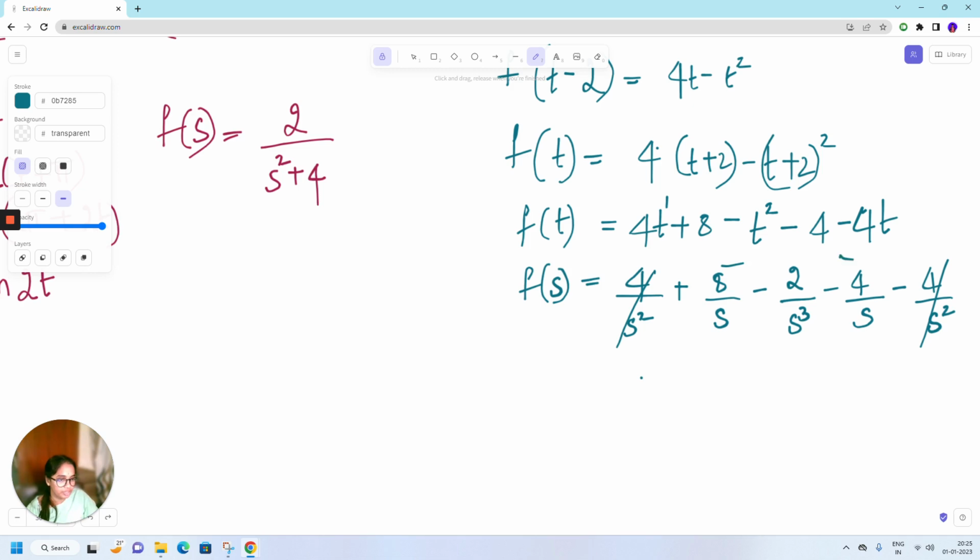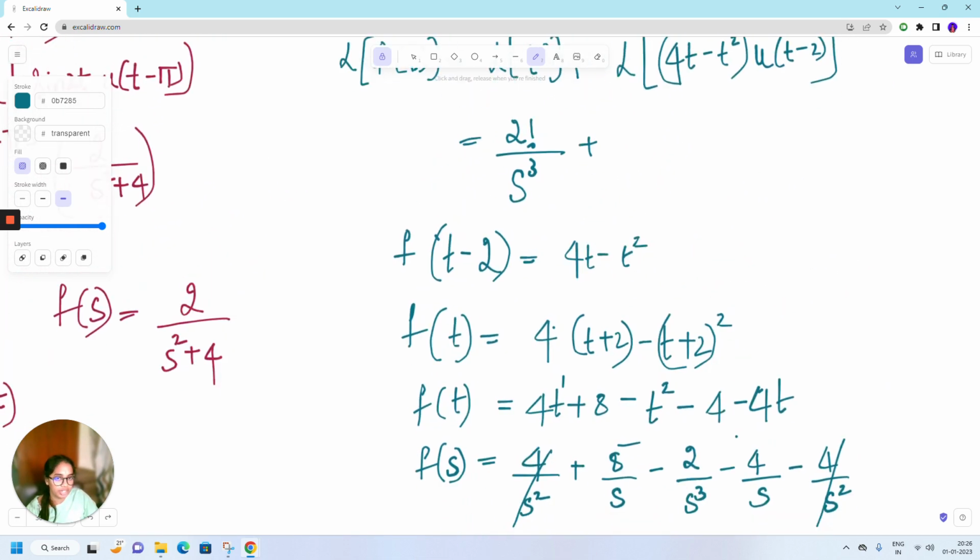Here 8 minus 4 is what? 4 divided by s minus 2 divided by s cube. This is our f of s. Okay, what is the next step? The final step: substitute the formula.